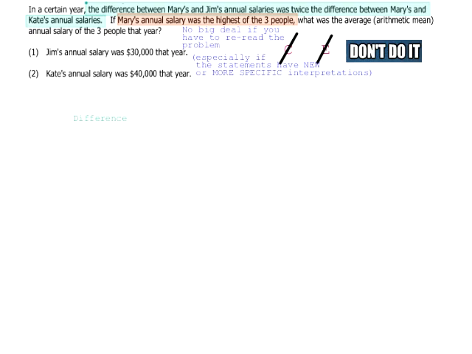So the difference between Mary's and Jim's, that's going to be 2 times the difference between Mary and Kate. And we know that these are subtractions where m is the top of the subtraction. It's m minus j equals 2 times m minus k.